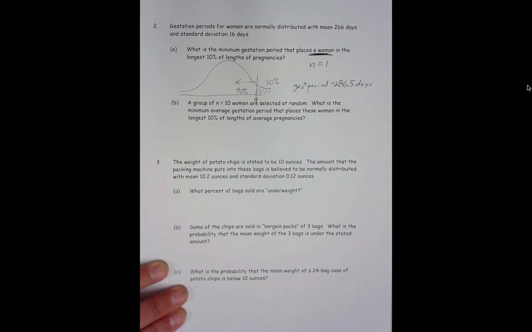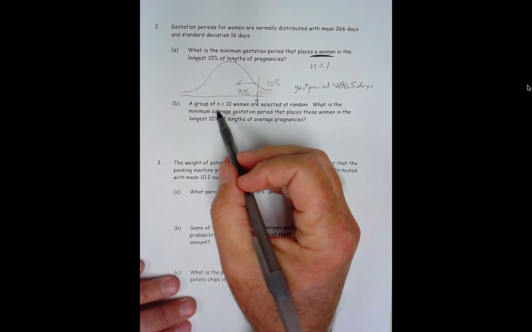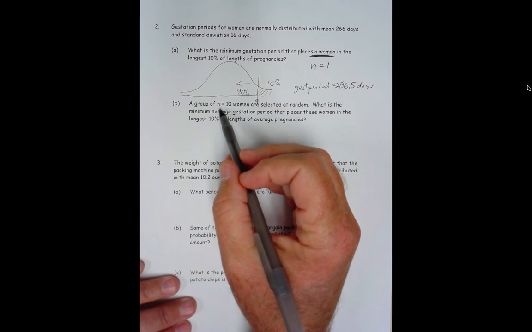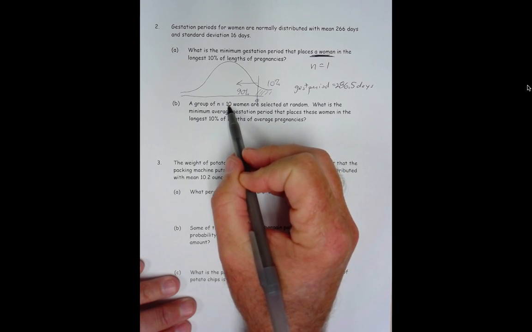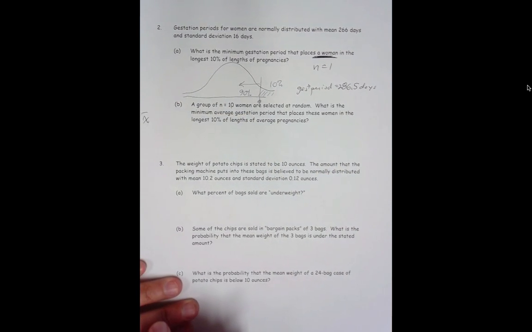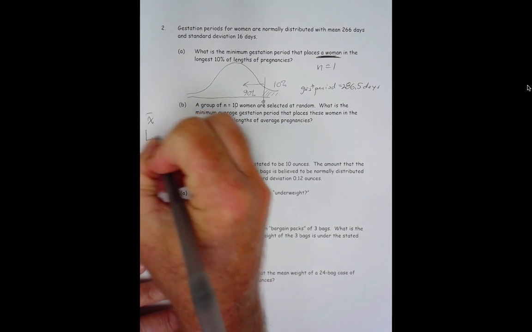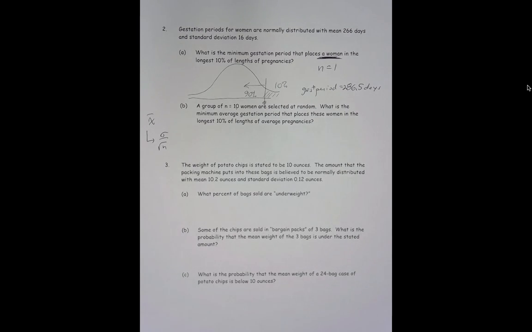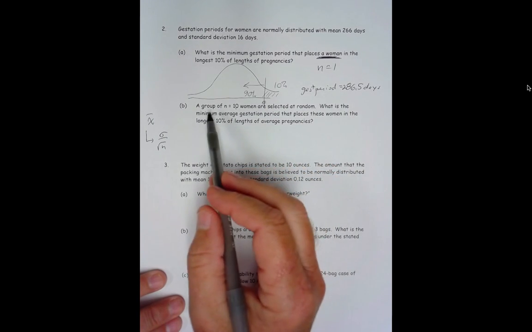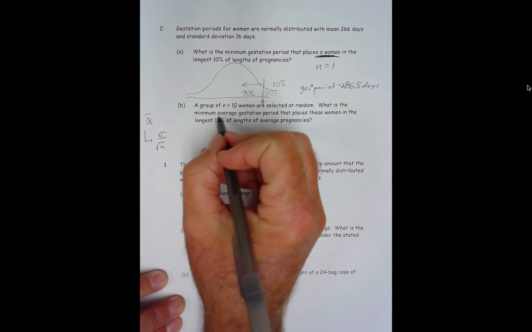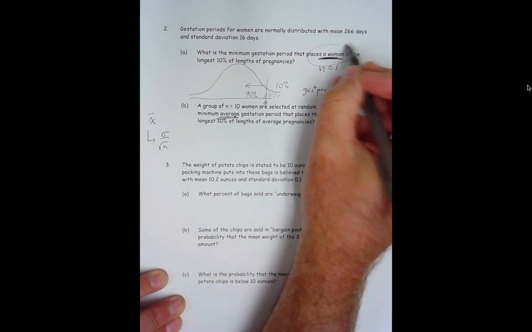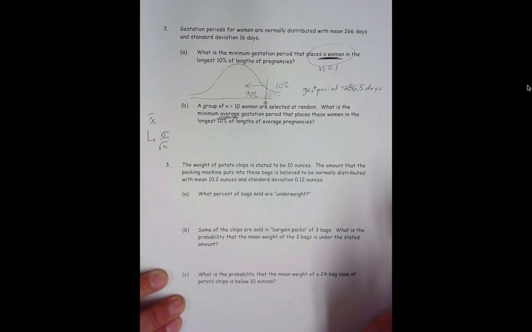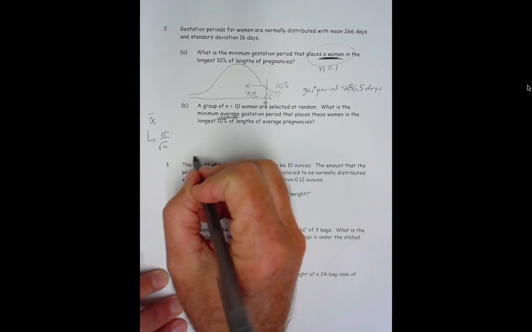All right. Now we've got a group of 10 women. So instead of one woman, we have 10 women. Our focus is on a sample mean, and when our focus is on a sample mean, we use the standard error instead of the standard deviation. So same problem. What is the minimum average gestation period? It's the minimum average, not the minimum gestation period for one person. It's the minimum gestation period for 10 women taken at a time. Longest 10%. Guys, it works the same way.